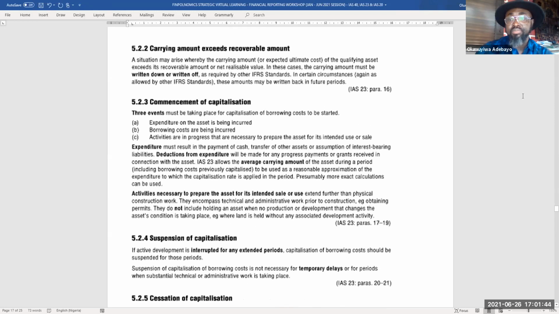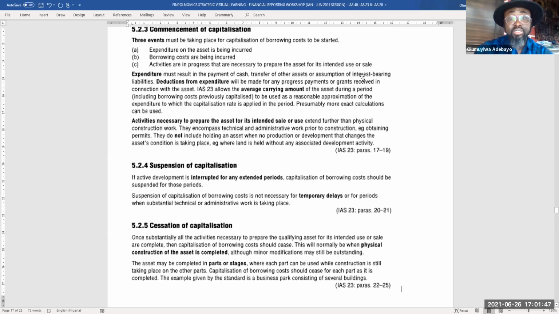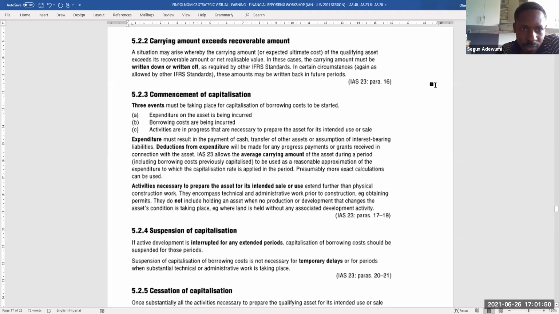Okay, over to you, Shegun, as we wrap up the discussion. Carrying amount exceeds recoverable amount. A situation may arise whereby the carrying amount or expected ultimate cost of the qualifying asset exceeds its recoverable amount or net realizable value. In these cases, the carrying amount must be written down or written off as required by other IFRS standards. In certain circumstances, again, as allowed by other IFRS standards, these amounts may be written back in future periods. Commencement of capitalization.